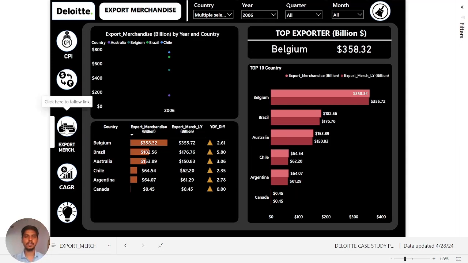Now let us move to our last economic term, that is CAGR, compound annual growth rate.